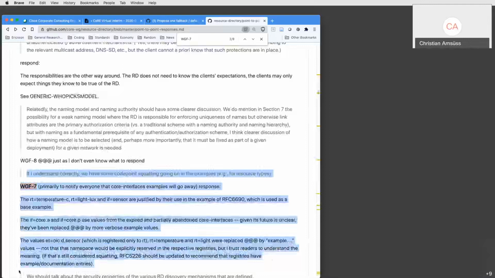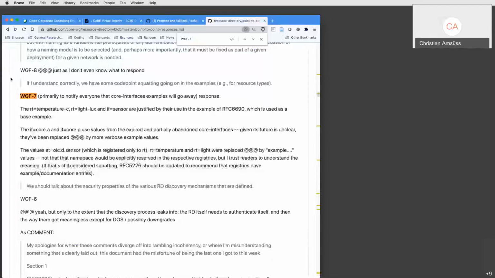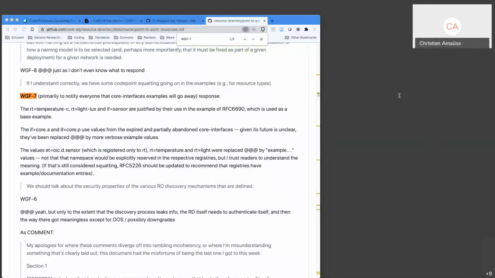That's the first. So yeah, we use examples that use resource types and other things with obligatory registration that are not actually registered. I can defend some of them, especially the ones where we are picking stuff from 6690 that used values it didn't define as examples, but we are taking over those examples. And we are using some that I won't try to defend and just replace with examples.